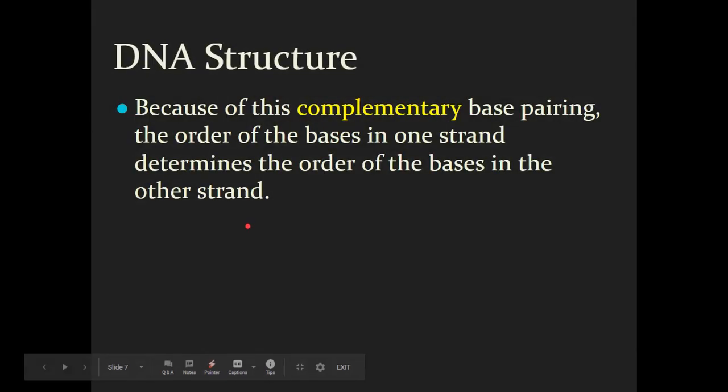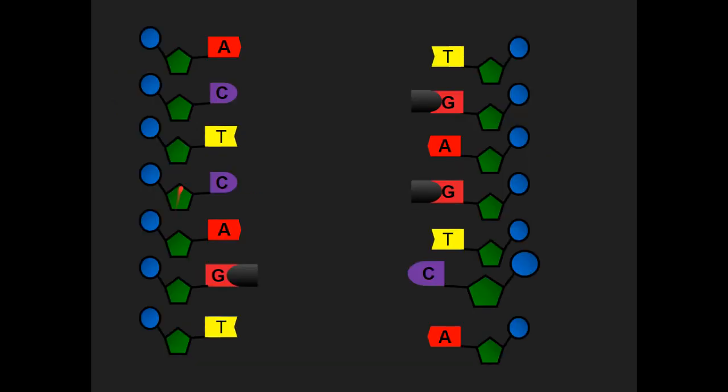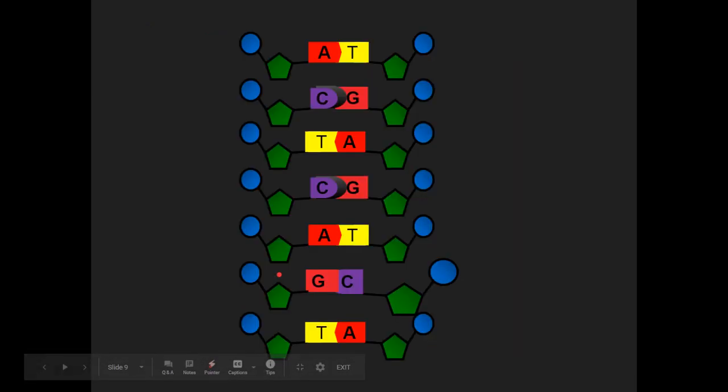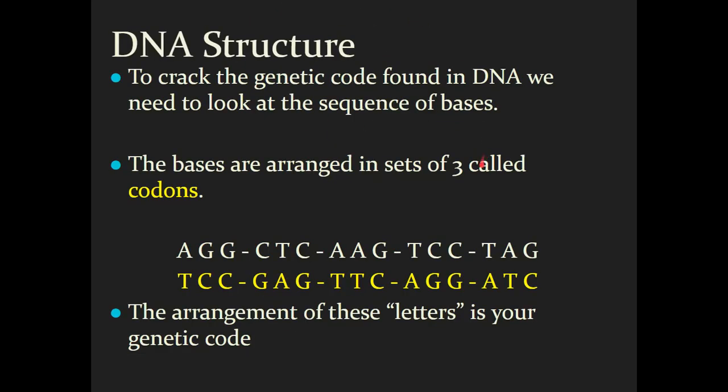Because of this complementary base pairing, the order of the bases in one strand determines the order of the bases in the other strand. So we have A and T, C and G, A and T, C and G, T and A, G and C, A and T. As you can see, they will only go together in those combinations.